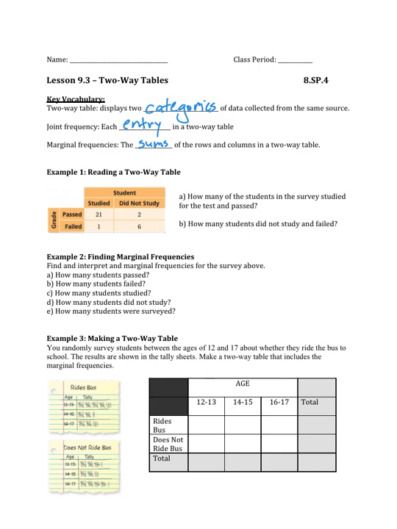So for our first example, we're just reading a two-way table, and we have students and grades, and we see that some of our students studied and some didn't, and some of those students passed their test and some of them failed. So our first question is, how many students in the survey studied for the test and passed? So we want it to fall in this column and in this row. So that's 21 students.